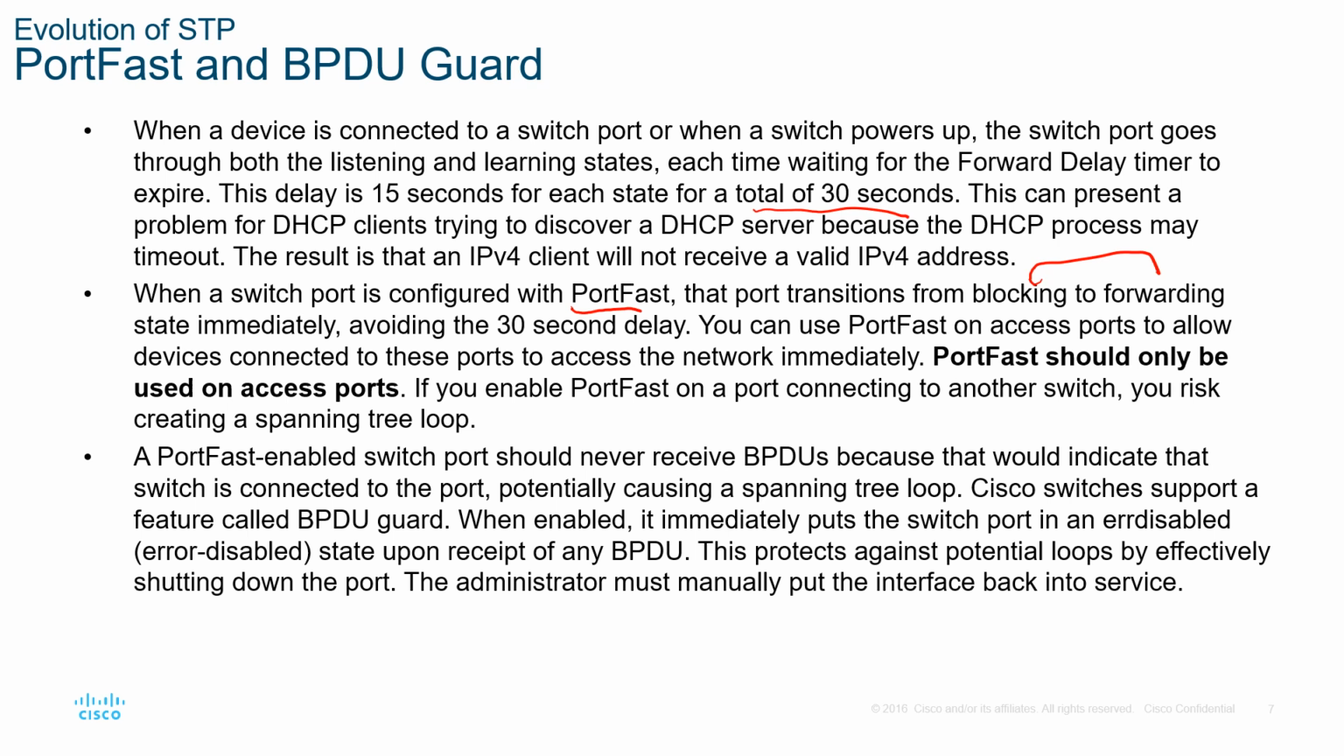Now you have to remember, you can use PortFast on an access port to allow devices connected to this port to access the network immediately. PortFast should only be used on access ports. You cannot enable PortFast on a trunk port. Because if you enable PortFast on a trunk port, what does it mean? When a switch is connected to another switch, the switch port mode needs to be trunk mode, isn't it? So if you enable PortFast on a trunk port, you will risk creating a spanning tree loop.